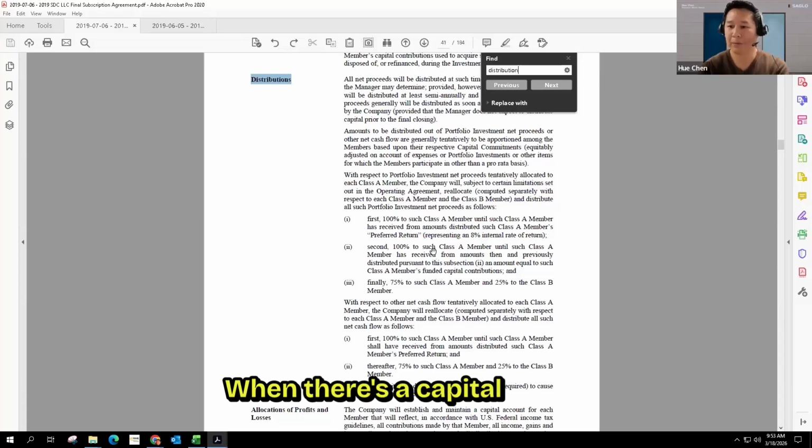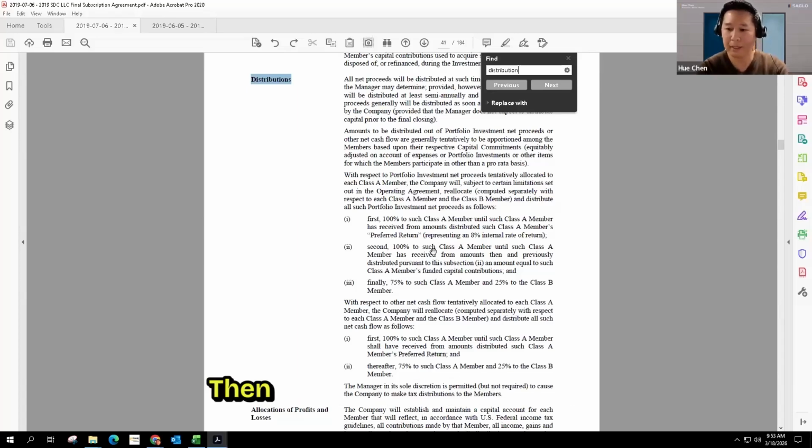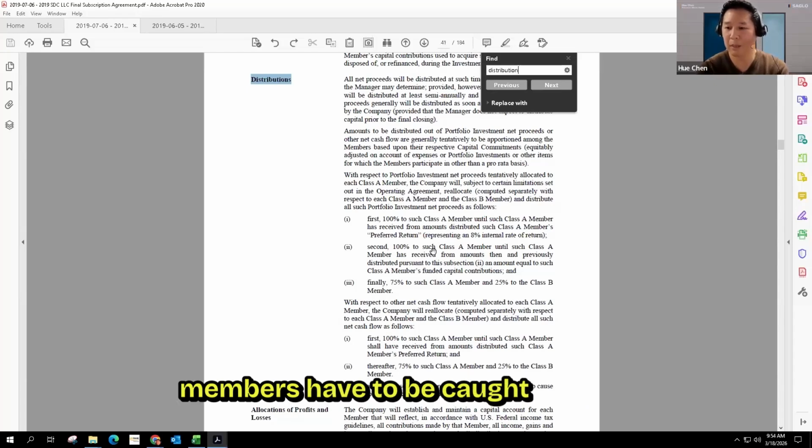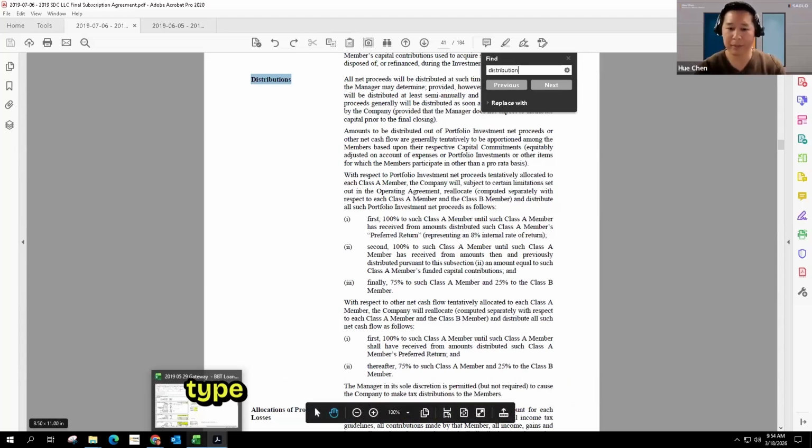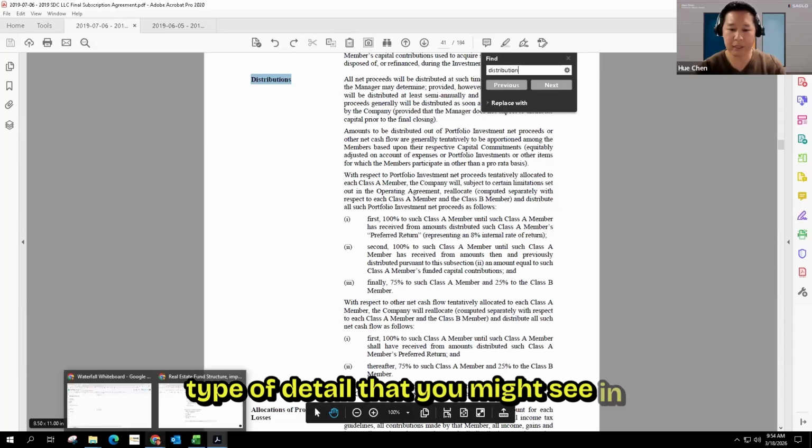When there's a capital event, then you know that the Class A members have to be caught up with their preferred return first. Then anything above that is a return of equity. And once all the equity has been returned, then it's 75% to the Class A and 25% to the Class B. So just to give you an example of the type of detail that you might see in a subscription agreement.